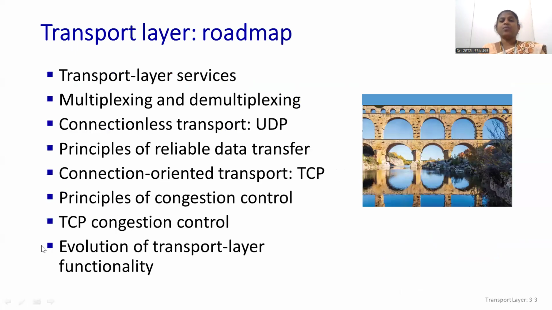When we talk about the transport layer, this is how the roadmap looks. First, let us discuss the transport layer services, and then multiplexing and demultiplexing, and then we will discuss UDP, the User Datagram Protocol. Then we will discuss the Transmission Control Protocol. In TCP, very specifically, we will talk about flow control and congestion control.